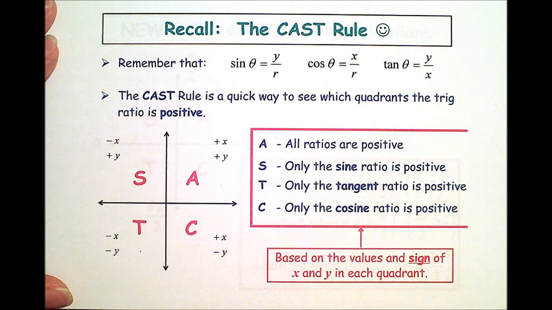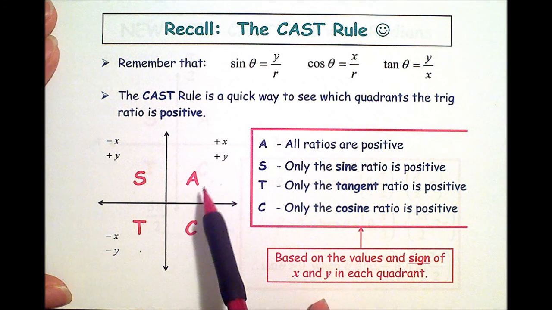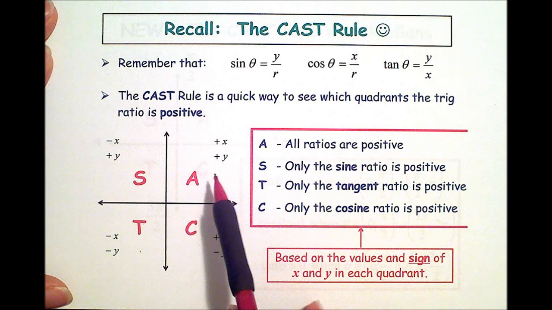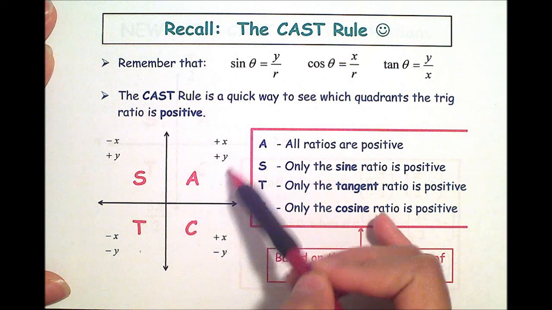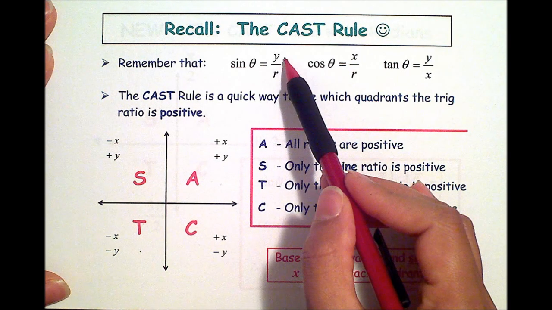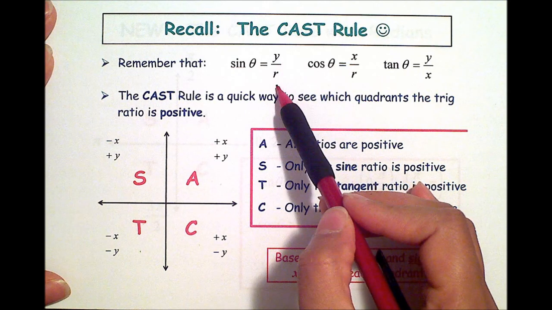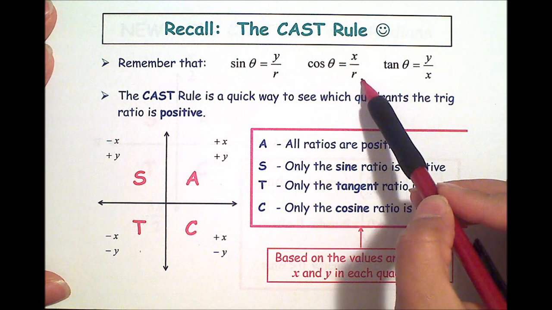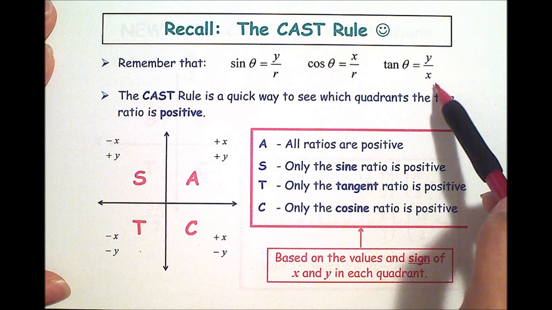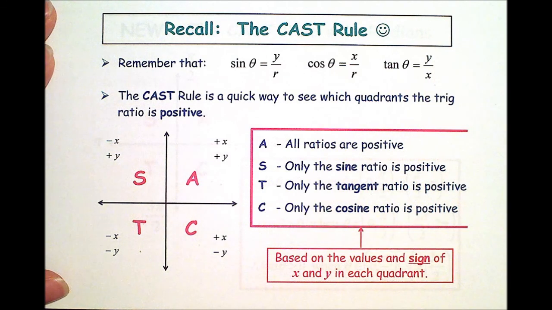And the reason why that happens is because of the sign of x and y in each one of those quadrants. So you can see here if x and y are all positive, then what you end up with is positive over positive for sine, positive over positive for cosine, and positive over positive for tangent, which results in a positive ratio for all three of them.